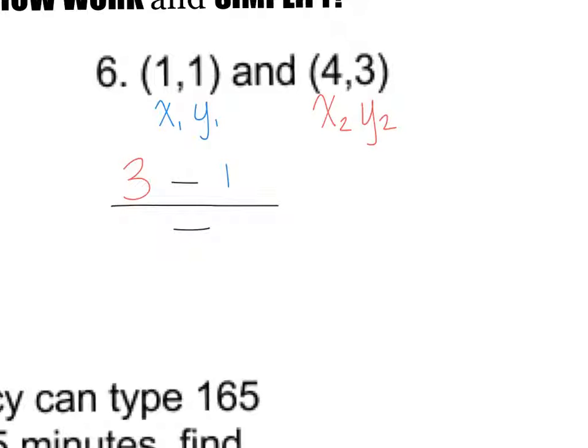In the denominator, which one of those values is x2? So you only have one number left. That one number you have left is 1. Use your calculator. 3 minus 1 is 2. 4 minus 1 is 3. Just for the sake of simplification, plug it into your ND button, hit enter. It should be simplified.